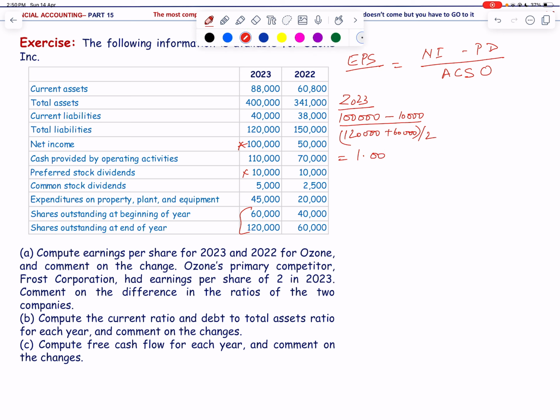Now for the year 2022, the net income is 50,000 minus the preferred stock dividend, that is 10,000, and once again the average stock outstanding, that is 40,000 plus 60,000 divided by 2. So this is equal to how much? This will be equal to 0.8. Comment on the difference in the ratio of the, okay, and then we have to calculate anything else.